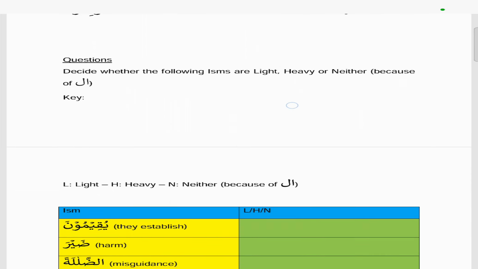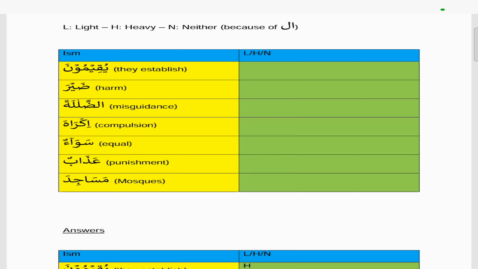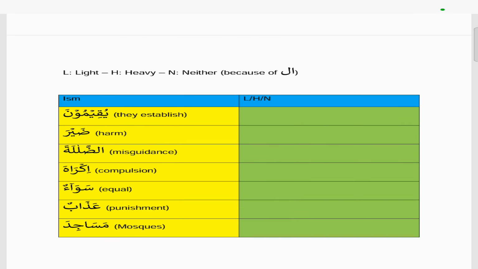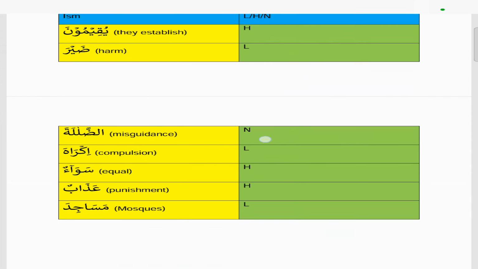Again, here are some questions. You need to decide whether the following isms are light, heavy, or neither. Neither means that it's got an al on it, so the concept of heavy and light doesn't apply to it. There's a bunch of words here. Try to go through them and decide for yourself if they're light, heavy, or neither, and then the answers are right below. Check if you're right or wrong.